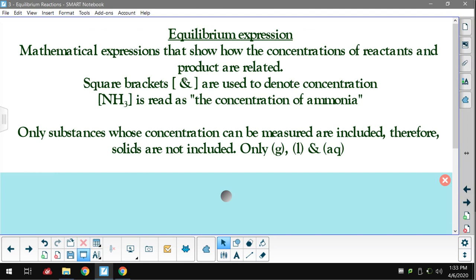We talked about the square brackets. Square brackets mean things that are in equilibrium. Anytime you see the square brackets, that says the concentration of NH3, or ammonia. The only substances whose concentration can be measured are liquids, gases, and aqueous substances. And the only ones for which pressure affects are gases. So all of that needs to be remembered.